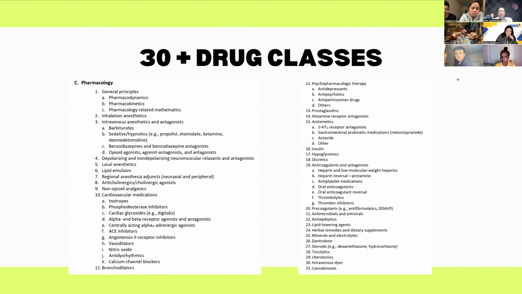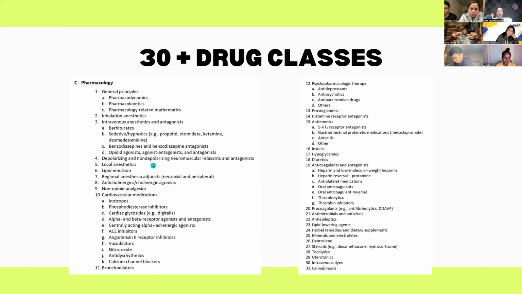When it comes to, well, what drugs do we need to know to be a CRNA? There are a lot. This is from the CNCE outline. These are the drugs that are tested on the board exam. There are approximately 30 to 40 drug classes that are tested. So within each drug class, you could see there's probably at least 10 to 20 different drugs.